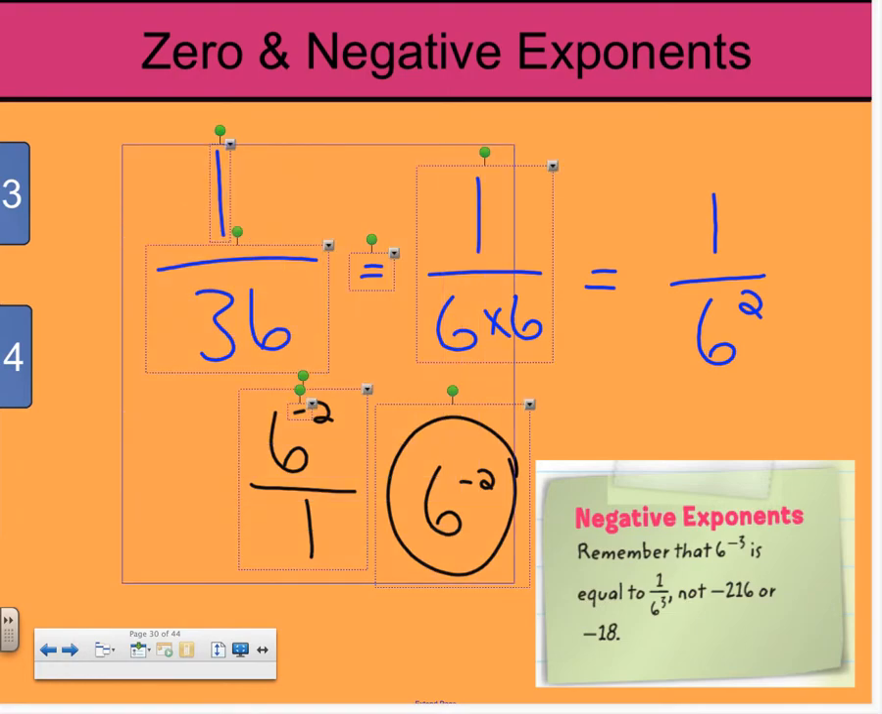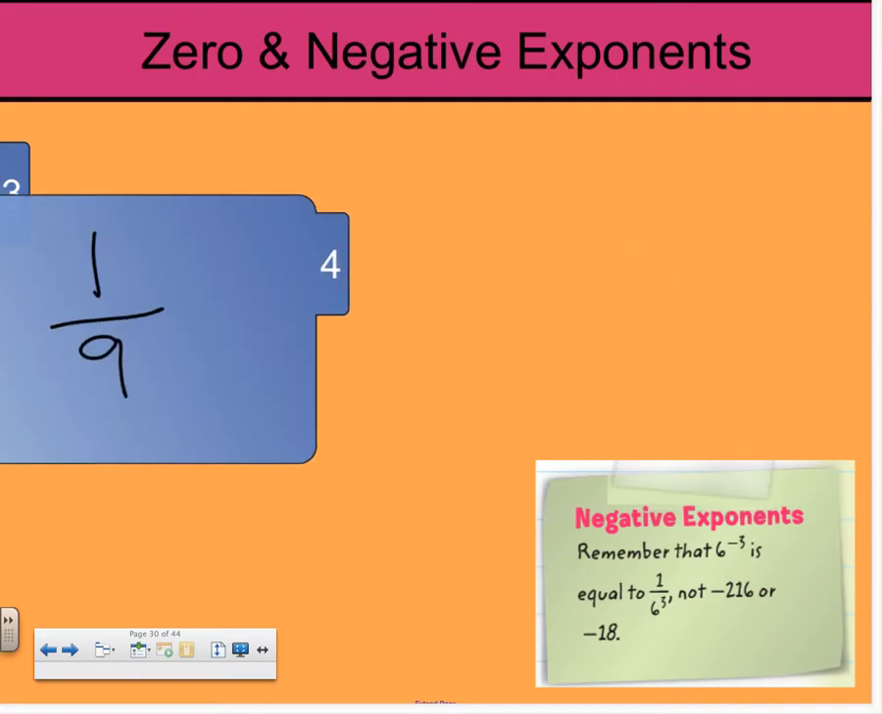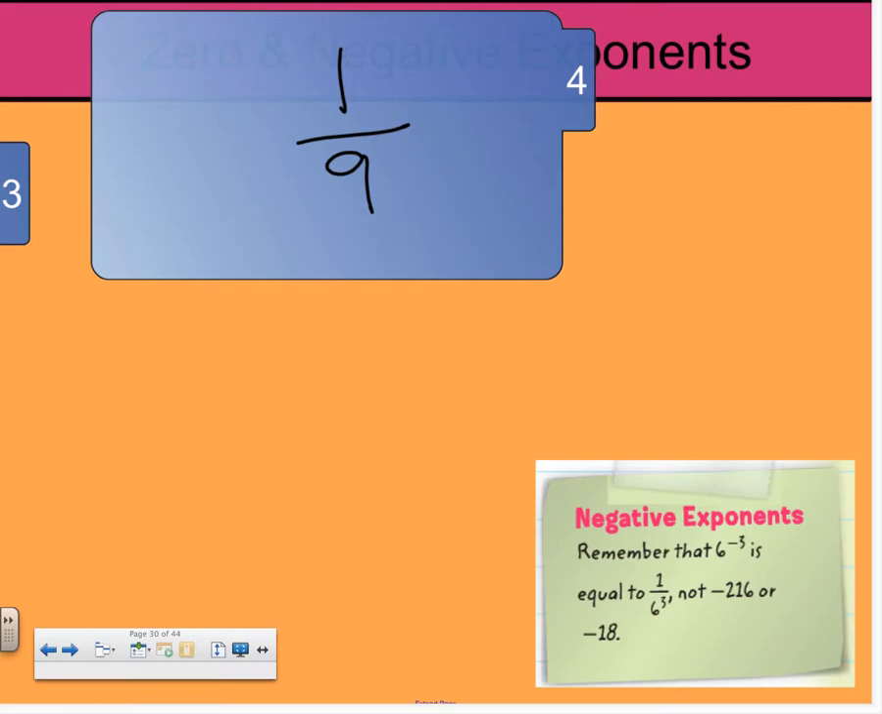One more example, and then I'll let you guys get started. All right, do this one for me with your neighbors. We've got 1/9. I want to rewrite this using a negative exponent. Okay, let's go with Tackett. Everybody listen? Tackett, give me your best guess.